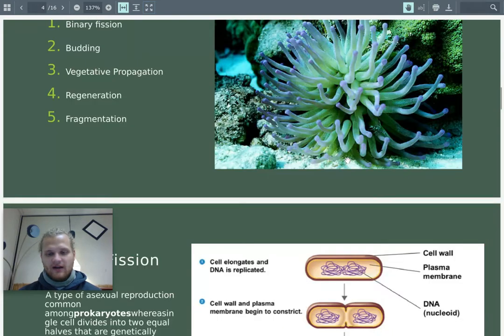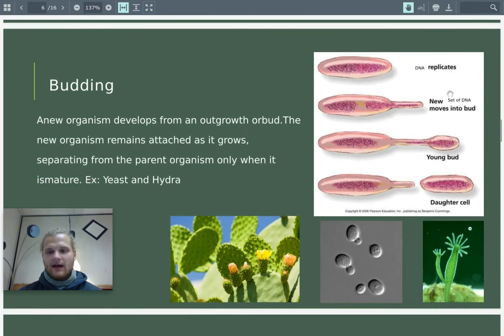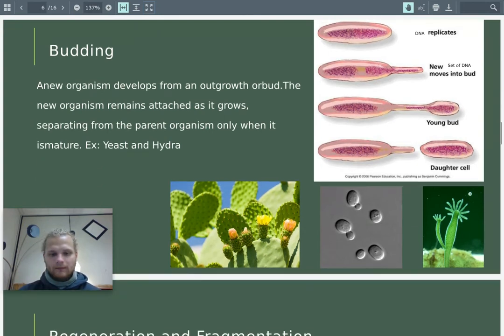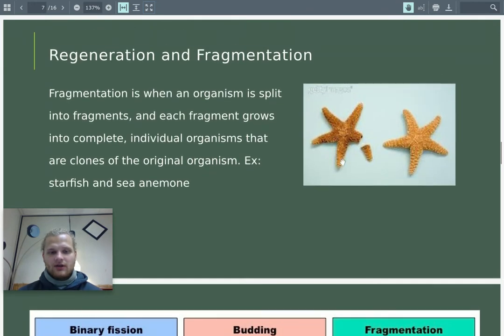Whereas in the example of binary fission, back here we made a copy of the DNA and then we just split it down the middle. Here we're going to make a copy of the DNA, allow that bud to kind of get its feet wet, survive for a little bit, and then we're going to cut it off as soon as it's mature and ready to go.